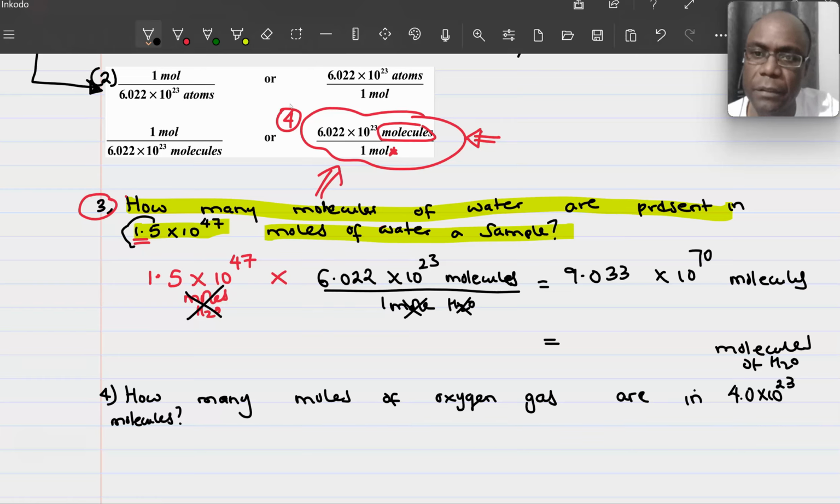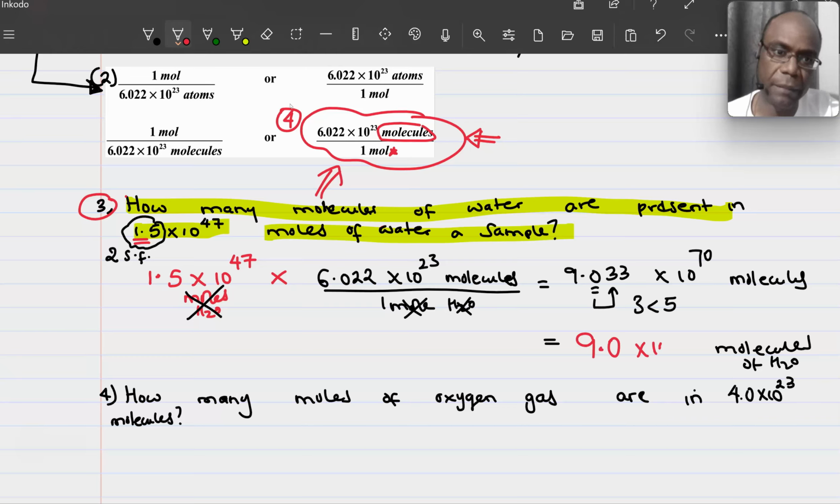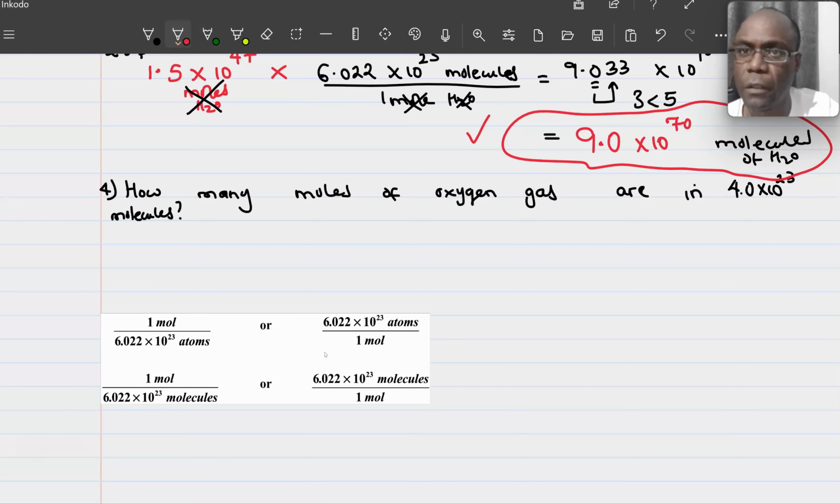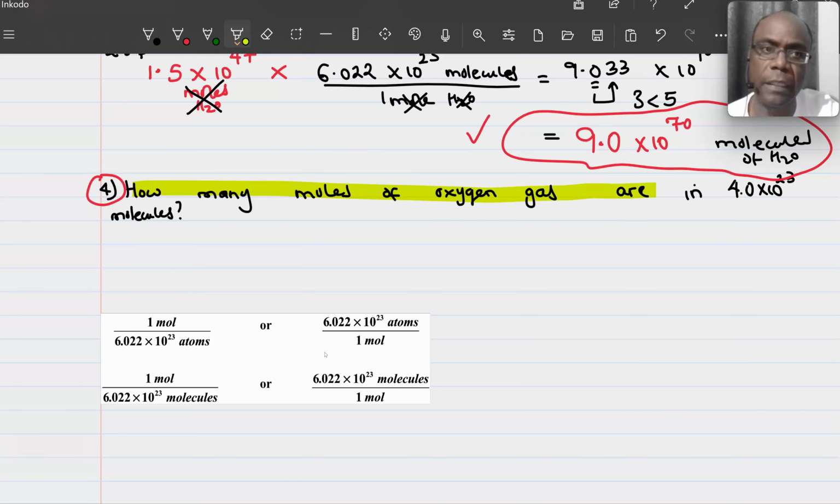But I see our question contains two significant figures in the value that we are given. So that's my two sig figs. 3 is less than 5. My final answer should be 9.0 times 10 to the power 70 water molecules. Now let us answer question 4. Question 4 is asking how many moles of oxygen gas are in 4.0 times 10 to the power 23 molecules.